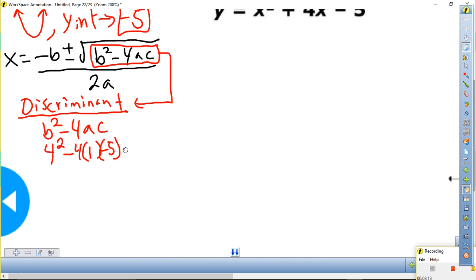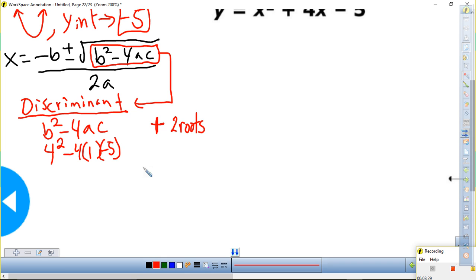Now, what are we going to do? We're going to simplify this as much as possible. Now, check this out. The discriminant works as follows. If we end up with a positive number, we know that we're going to have two roots. If we end up with a negative number, we know we're going to have zero roots. And if we end up with a zero, therefore we're going to have one root. Let's see, what are the options? We either end up with a positive number, a negative number, or zero. Those are the only three options. Is that correct? Now, if it's a positive, two roots, negative, zero roots, or zero, one root.